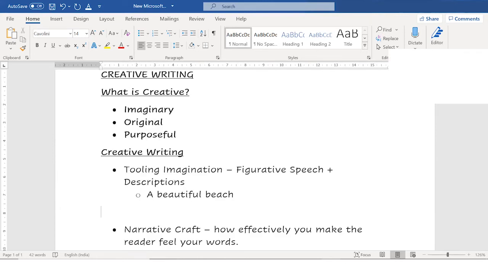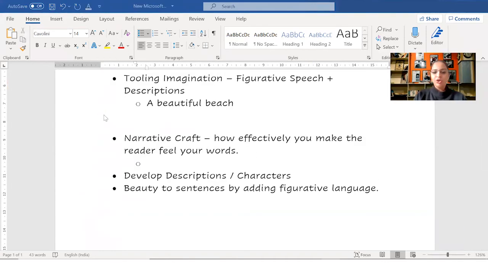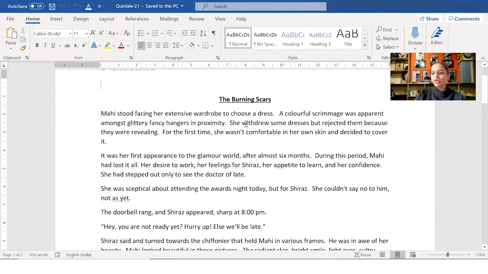Let me show you one of the stories that I had written, how you tool the imagination. So Mahi stood facing her extensive wardrobe to choose a dress. A colorful scrimmage was apparent amongst glittery fancy hangers in proximity. She withdrew some dresses but rejected them because they were revealing. For the first time, she wasn't comfortable in her own skin and decided to cover it.